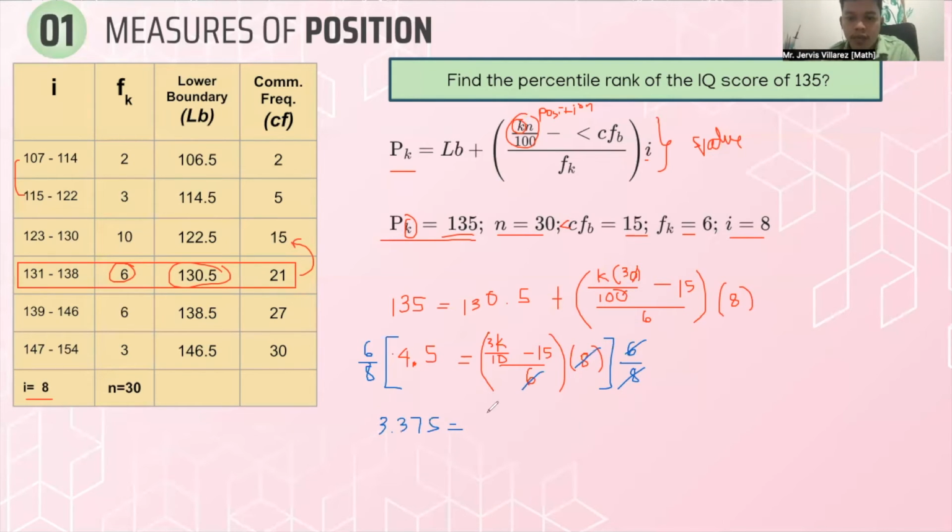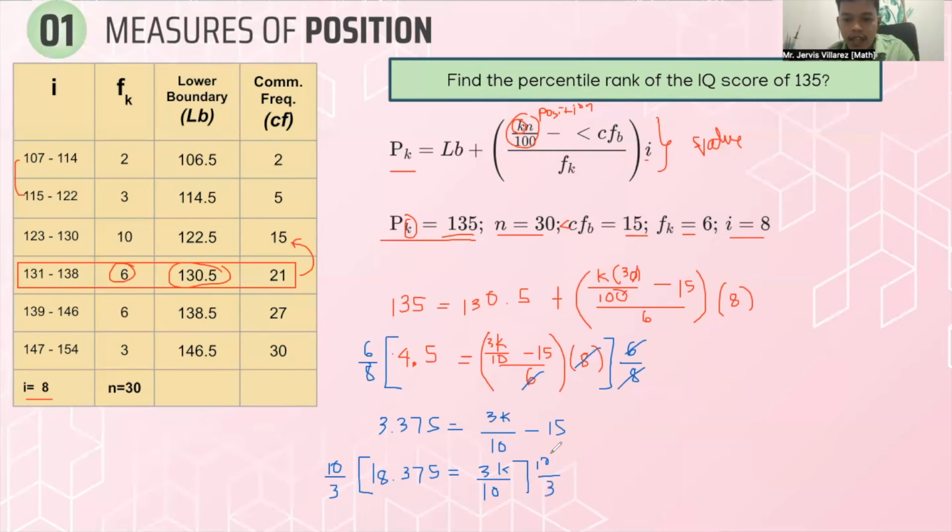3.375, which is equal to 3k over 10 minus 15. Since it's minus, we just have to add it. So it will become 18.375 equal to 3k over 10. Now I can multiply by the same process I did in the former step. That will be 10 over 3.